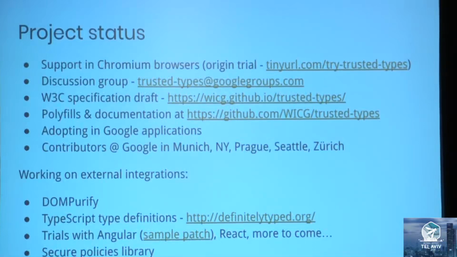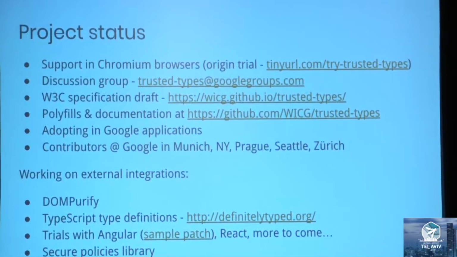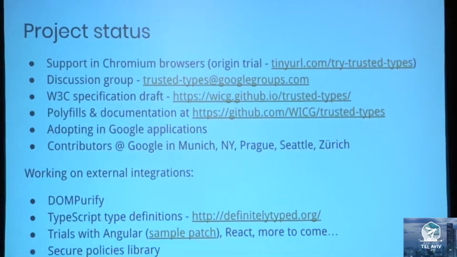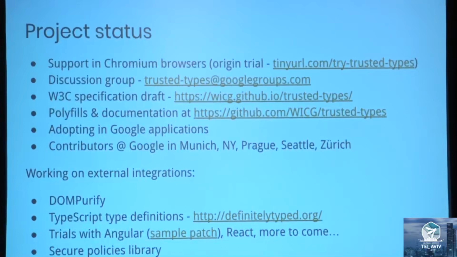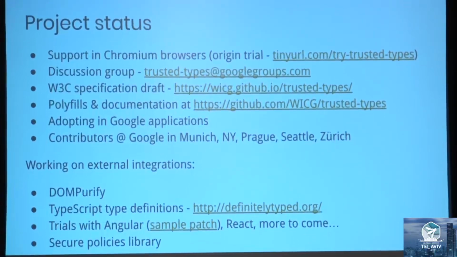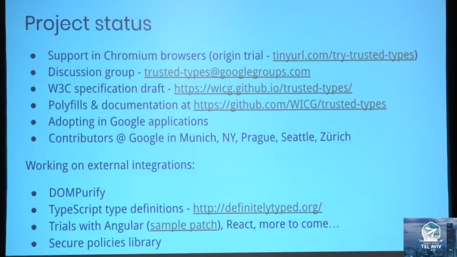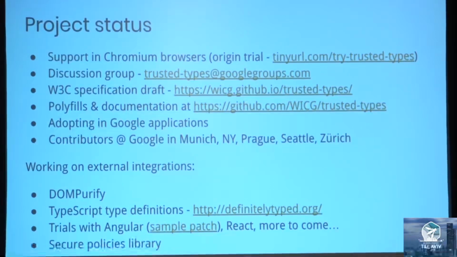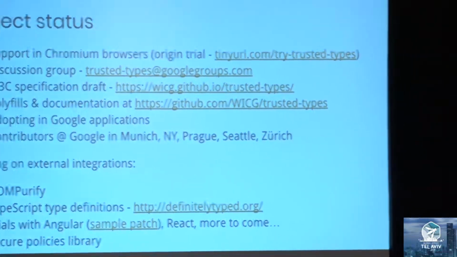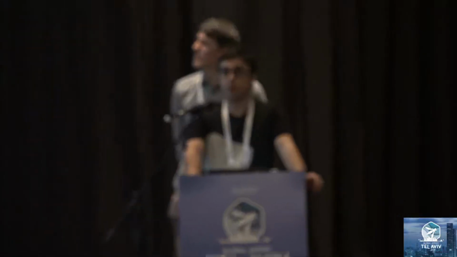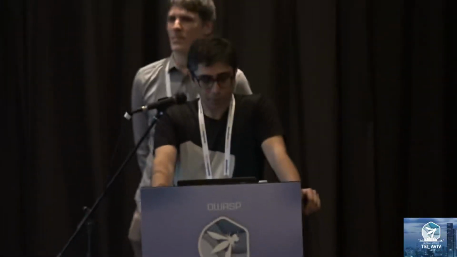We are adopting this approach to Google applications. It works promisingly well for now. And internally in Google, we have a whole team working on adopting and creating the API. And we're working on external integrations. DOM Purify is already integrated, so DOM Purify, if the Trusted Types API is available, will produce trusted HTML values, so you get the support for free.